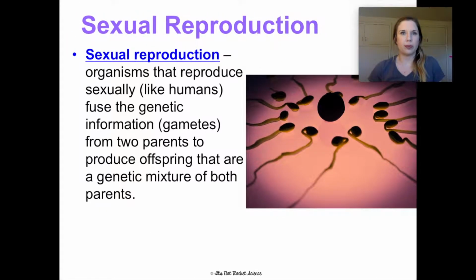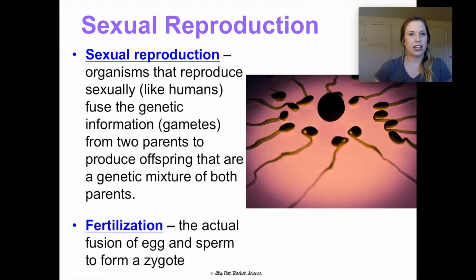So sexual reproduction, just being really clear about what that means. Organisms that reproduce sexually, like humans, like us, fuse the genetic information, or the gametes, from 2 parents to produce offspring that are a genetic mixture of both parents. Not all organisms do it that way, but that is why we are so great. What happens when this occurs is a process called fertilization, which we've gone over. It's the actual fusion of egg and sperm to form a zygote. And then remember mitosis begins. That zygote undergoes mitosis. It splits into 2, then those 2 cells split into 4, then into 8, and so on and so forth until you have a fully grown baby.